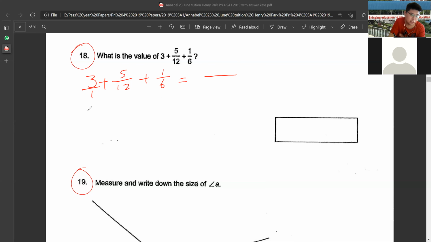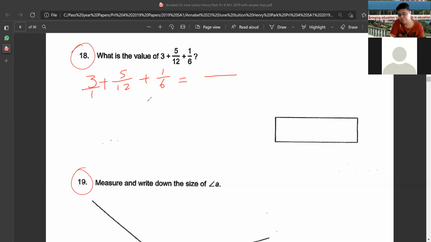Okay, can you tell me what are the 3 denominators? Which are the 3 denominators? 1, 6, and 12. Correct. So these 3 are the denominators. Can you tell me what is the lowest common multiple of 1, 6, and 12?